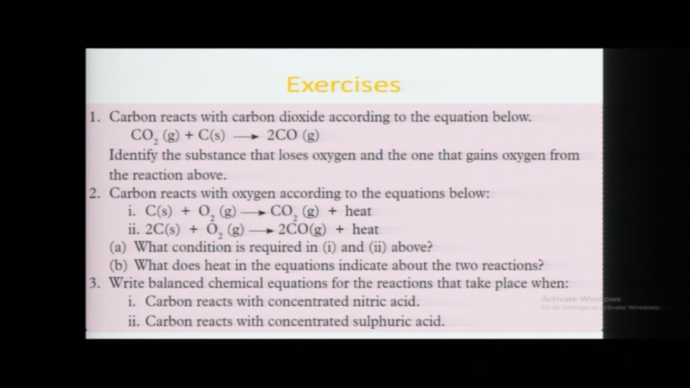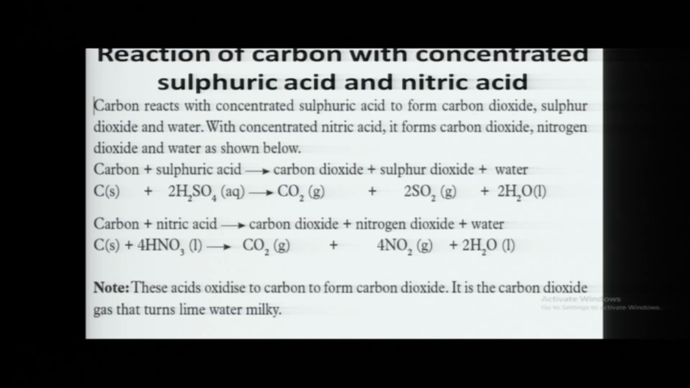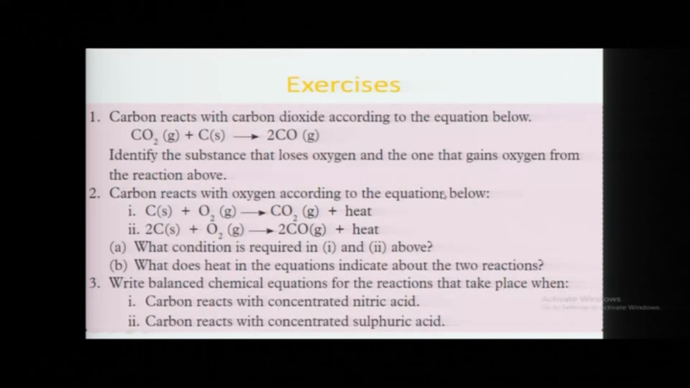So the last question is, write balanced chemical equations for the reactions that take place. So we looked at that. We looked at the reaction of concentrated sulfuric acid and nitric acid with carbon. All right, we looked at that, you see. So you're going to write the equation, a balanced chemical equation.